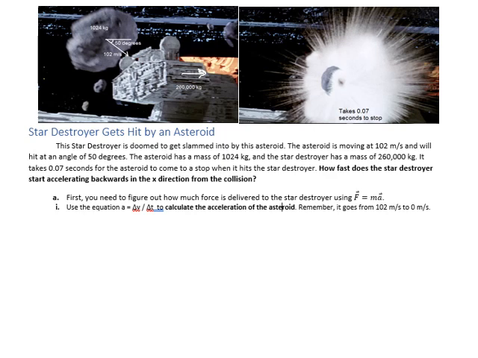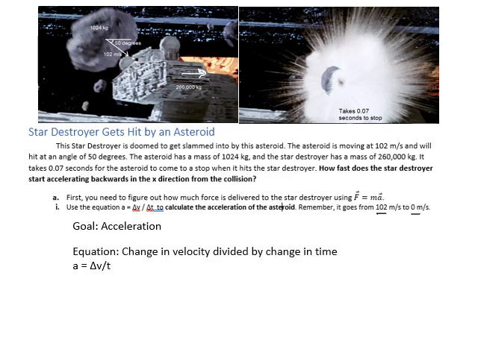So the asteroid begins at 102 meters per second. It ends up at 0 meters per second. So we're going to say it transfers all of its kinetic energy, all of its momentum into the ship, and then it stops. So it was coming in at 102. After the collision, it stops. We need to figure out what was that acceleration. So yeah, like it says, we need the acceleration.